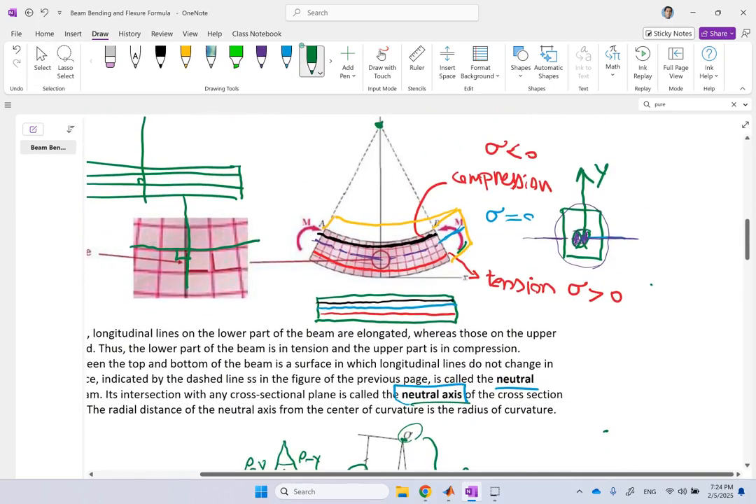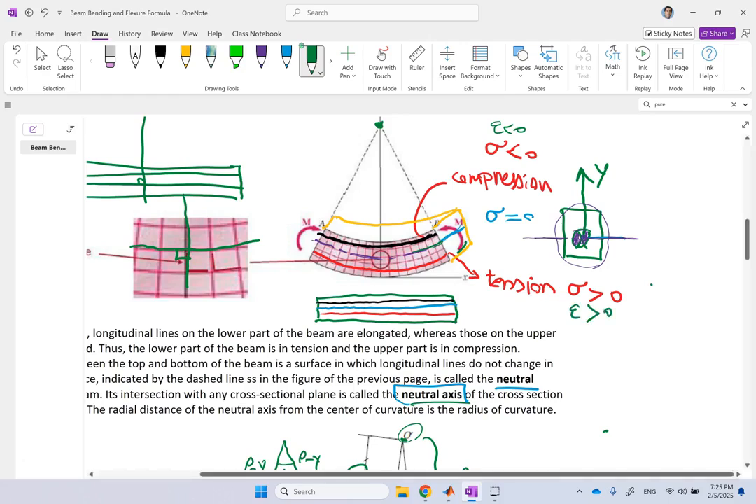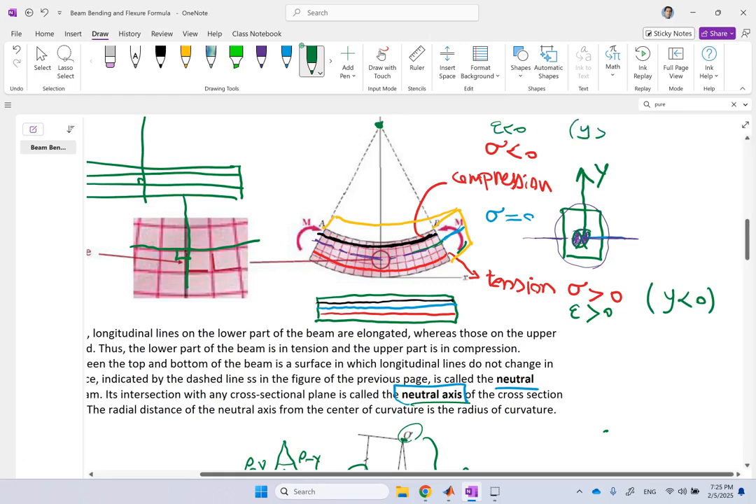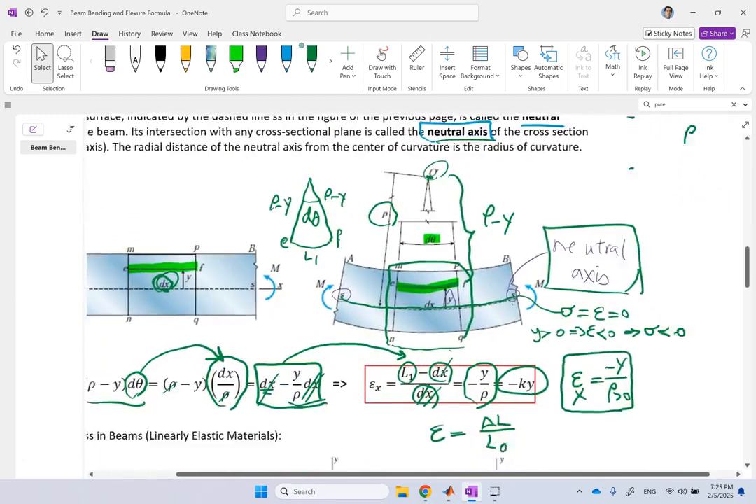Is that the case? Yes. Look here. You see above the neutral axis, you have sigma negative and epsilon negative. Below the neutral axis, you have positive sigma and positive epsilon, because here y is negative down here. And up there, y is positive. And remember, epsilon was negative y over rho. So the sign of strain and the sign of y are opposite of each other, as you can exactly see here. And it does make sense.